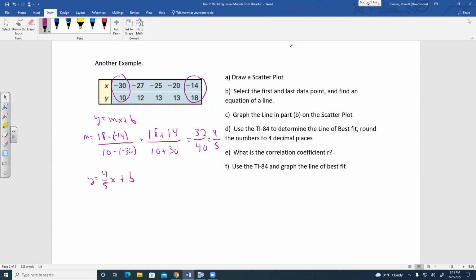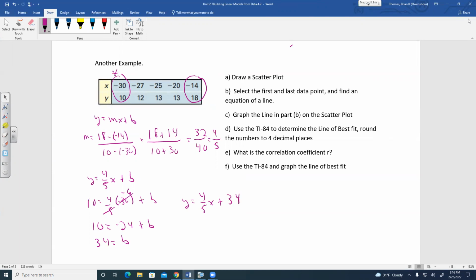Now to find my y-intercept, I'm going to choose one of these data points. I'm going to just choose the first one here. So the 10 is going to go in for y, and the -30 is going to go in for x. So I have 4/5 times this -30, then I have plus b. Notice that 5 does go into -30 6 times, or -6. So that does divide out there. So I have 10 equals, and then -6 times 4 would be -24 plus b. Add 24 to both sides. It looks like b is going to equal this 34, if I did my math correctly. So the equation of my line is going to be y equals this 4/5 x plus this 34.